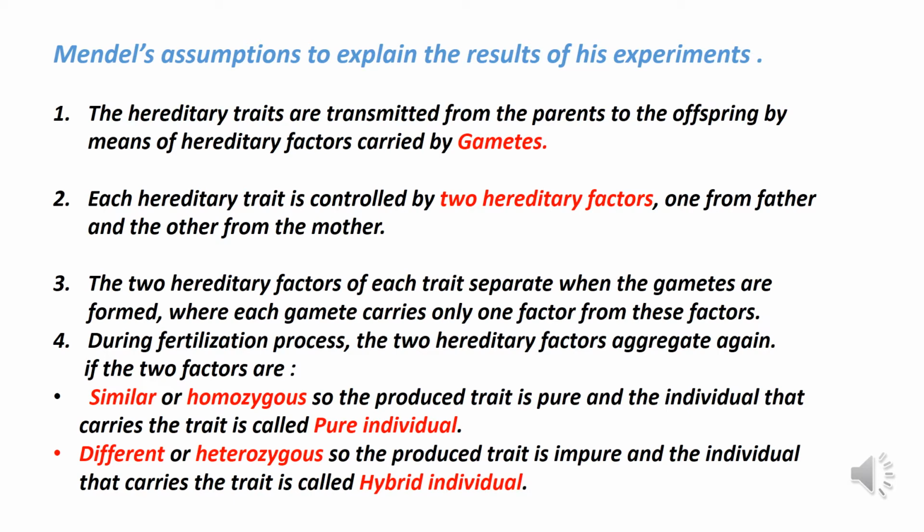If the two factors are similar, or homozygous, the produced trait, dominant or recessive, is pure, and the individual that carries this trait is called a pure individual. While if they are different, or heterozygous, the produced trait is dominant but impure, and the individual that carries this trait is called a hybrid individual.